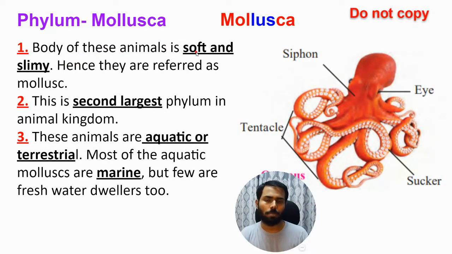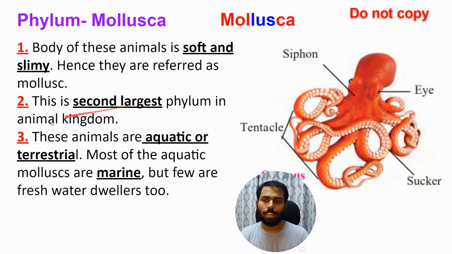Okay. So body of these animals is soft and slimy. Okay, soft का मतलब तो समझ जाते हैं हम. Slimy का मतलब क्या है? There will be slime around. What is slime? It is a thick and slippery liquid. Okay, whenever there's thick and slippery liquid around something, we'll say it is slimy. Okay, example octopus. हमें पता है octopus के आजू बाजू वो slime जैसा ही liquid होता है, right? Hence they are referred to as mollusk.